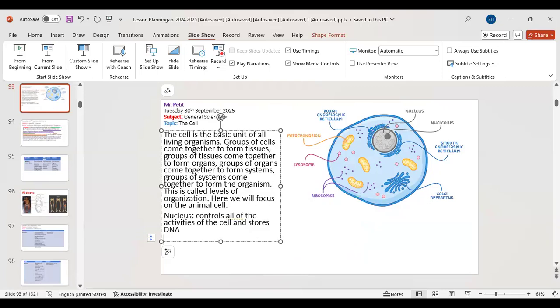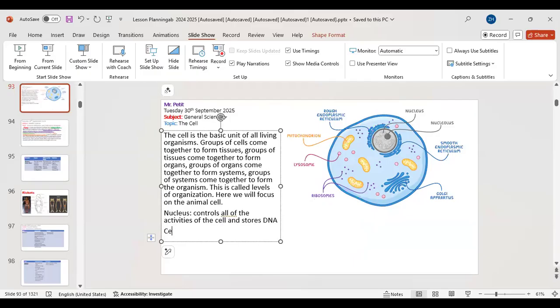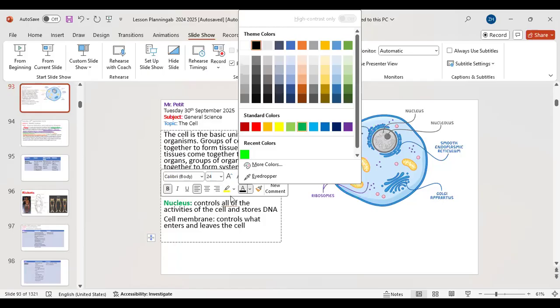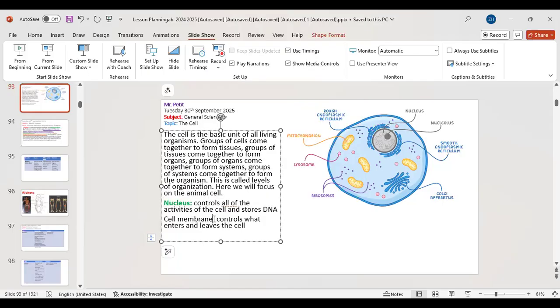Let's do the cell membrane. What does the cell membrane do? It controls what enters and leaves the cell. So it's a selectively permeable membrane, which means it allows some stuff to come in and some stuff it doesn't allow to come in. So it selects. Selectively permeable membrane.